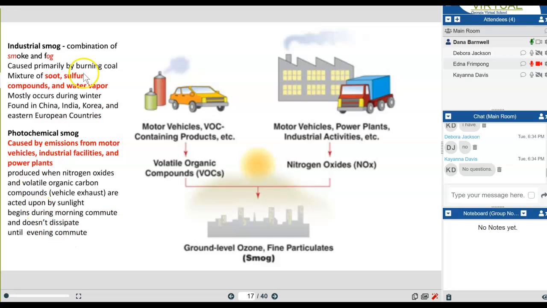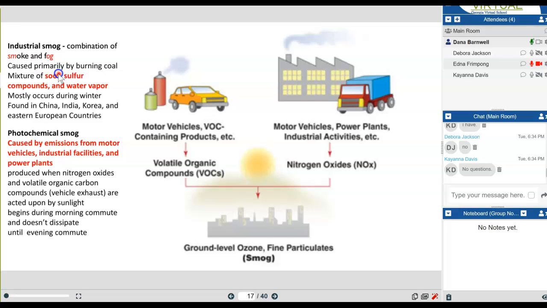So industrial smog, where is it, first of all, that we get this term smog? Here we go. Where do we get this word smog? Well, it's going to be a combination of smoke and fog, right? And industrial smog is going to be caused primarily by the burning of coal.